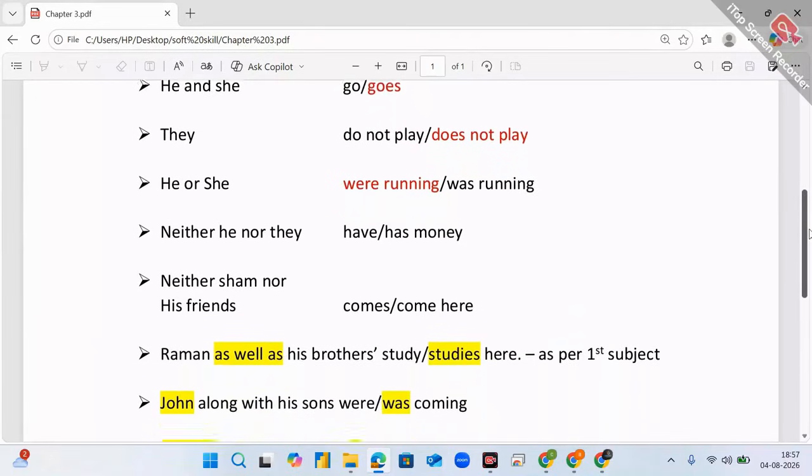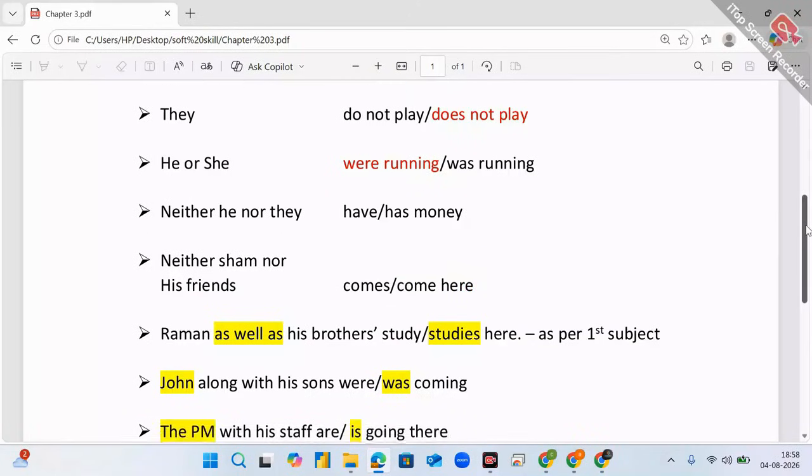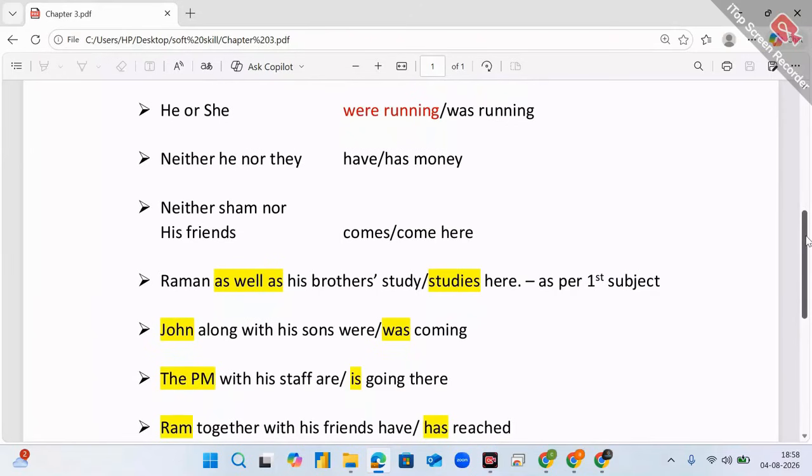For example, neither Sham nor his friends, right? It is not his friend only; his friends means more than one friend, that is plural. So for the plural, we go with the plural verb, that is come here. Likewise, you guys move forward, check the other sentences and write which subject verb agreement would be there.